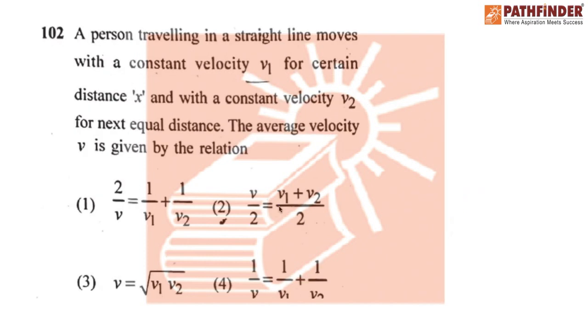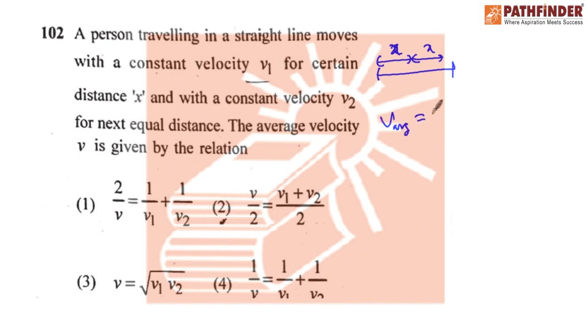A person traveling in a straight line moves with a constant velocity v1 for a certain distance x and with a constant velocity v2 for the next equal distance. The average velocity means total displacement divided by time taken. So let's say the total distance is 2x. The first half x he covers with velocity v1.